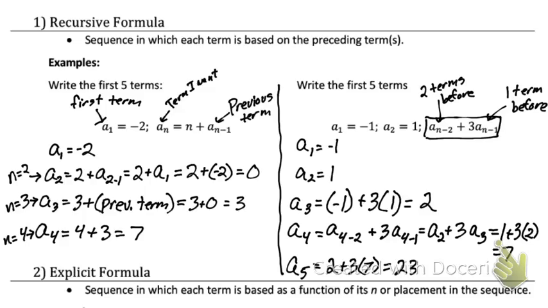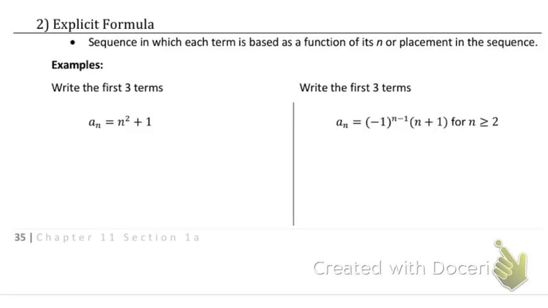Well, remember that recursive was based upon preceding terms. You had to find your first one to get your second one, to get your third one, to get your fourth one. So if I asked you here, find your 100th term, that probably wouldn't be fun to do all by hand. What explicit is, is a sequence in which each term is based as a function of n, or placement in a sequence.